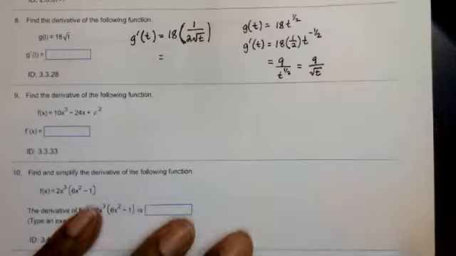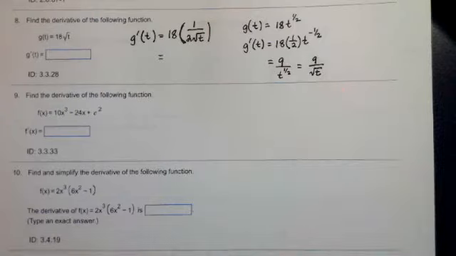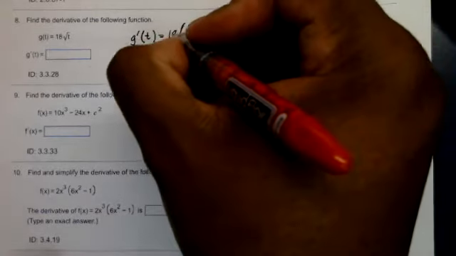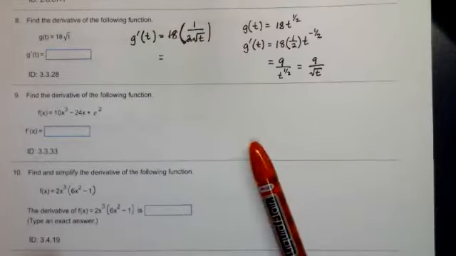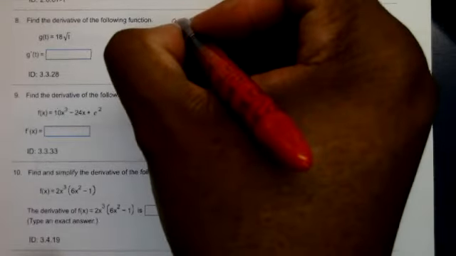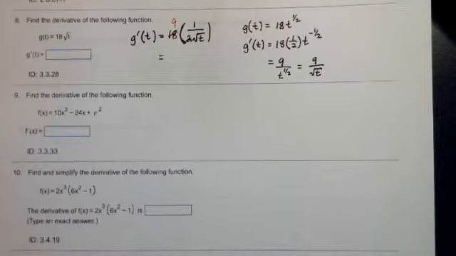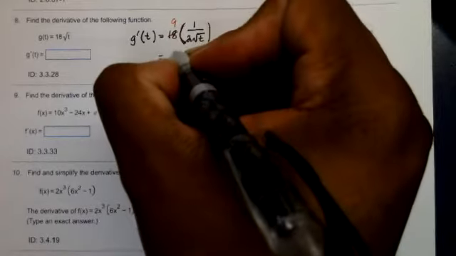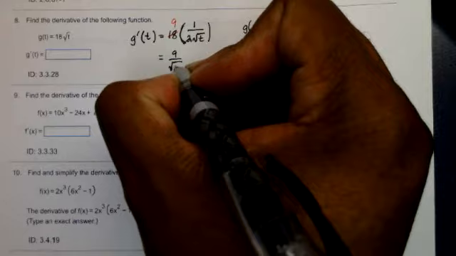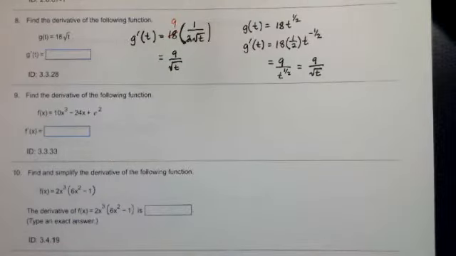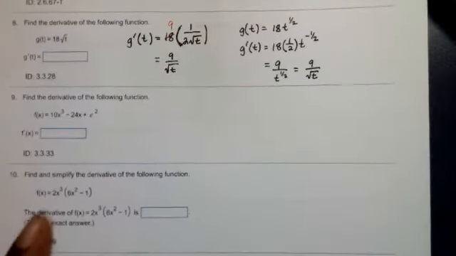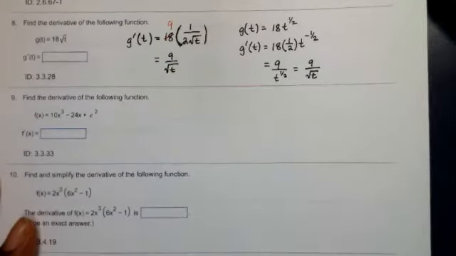So that's just one way of doing it. The other way was this. I'll finish this out by saying that 2 goes into 18 9 times. So the 9 will be in the numerator, and square root of t will be in the denominator. So these are just two different ways of getting that derivative.